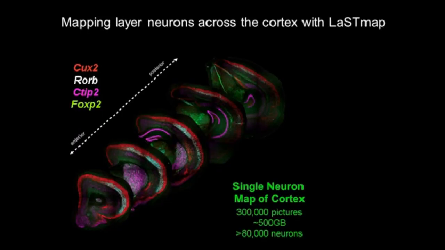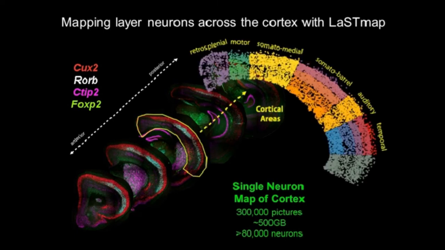So to be able to do this, we mapped the expression of these 4 genes using last map over 10 tissue sections from different parts of the brain. This data set, consisting of 10 brain sections, totaled to 300,000 pictures. The size is around 500 gigs, and with our fast imaging, we can actually complete the image acquisition under a day. From these 300,000 pictures, we can go about identifying 80,000 neurons across different parts of the cortex.